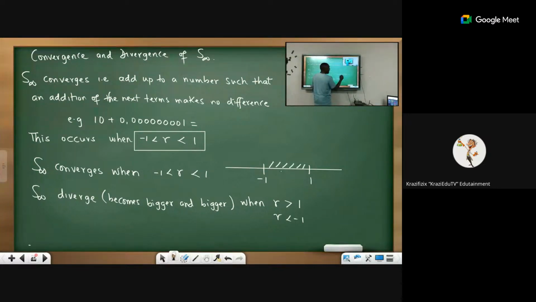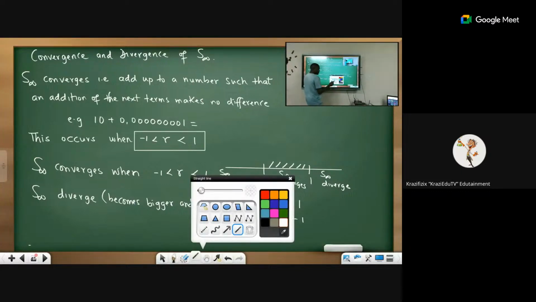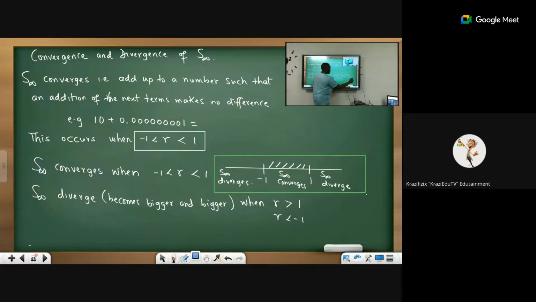Here, S to infinity converges. Here, S to infinity diverges. And S to infinity also diverges here. So this represents the value of r. When r is between -1 and 1, what happens? We talk about convergence. Any further addition makes no difference.